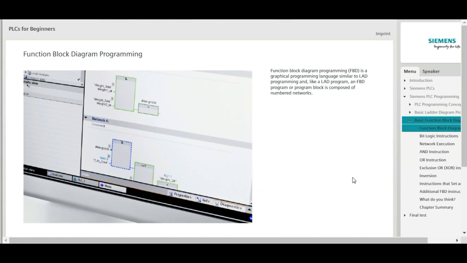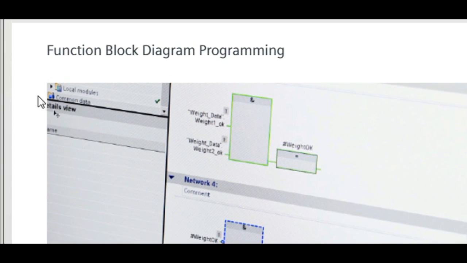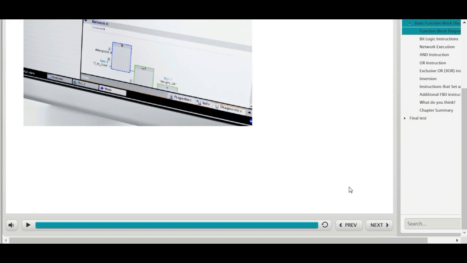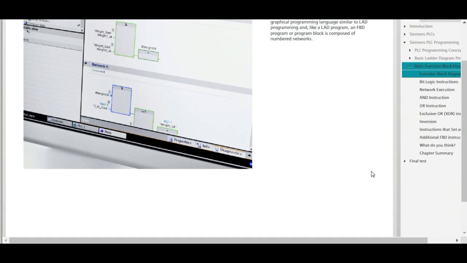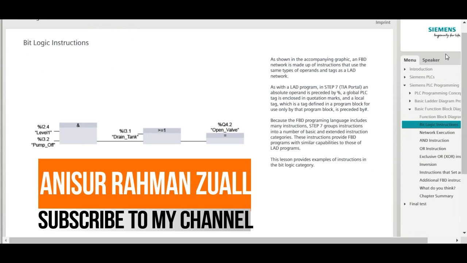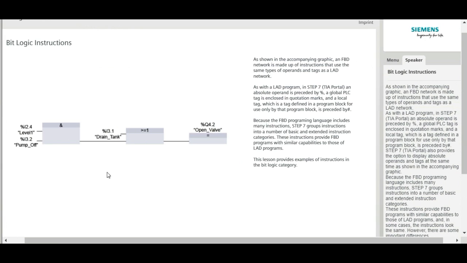FBD programming, or function block diagram, is a graphical programming language similar to LAD programming. And like a LAD program, an FBD program or program block is composed of numbered networks. As shown in the accompanying graphic, an FBD program is made up of instructions that use the same types of operands and tags as a LAD network.